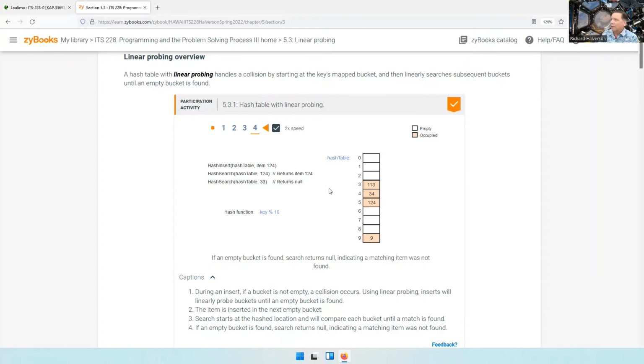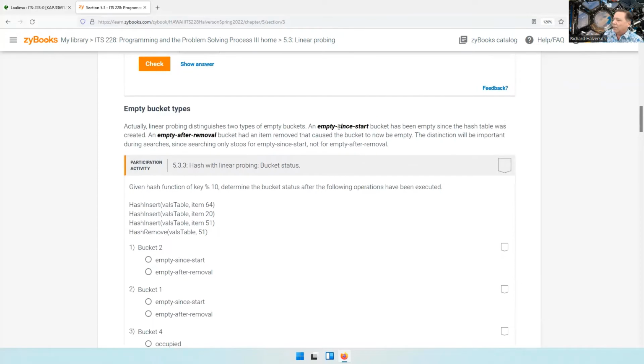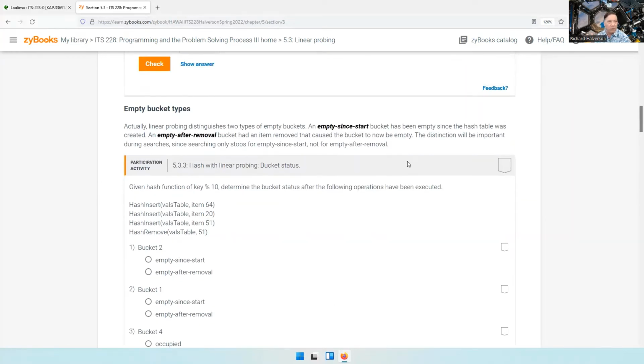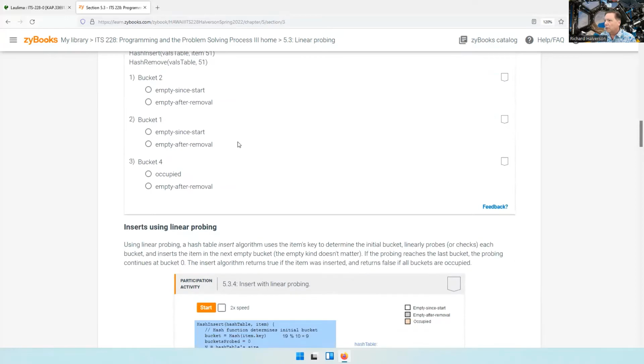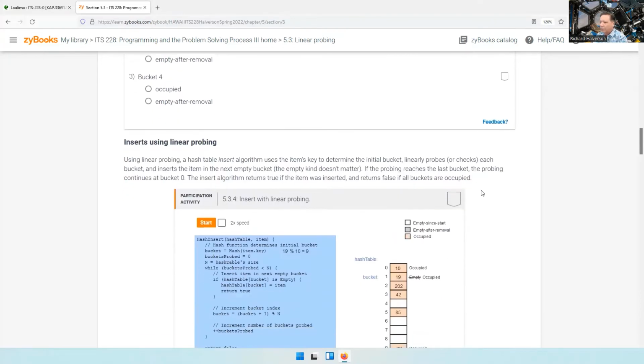They should have demonstrated this example before they talked about the case that a bucket can be empty from the start, or it can be empty because it's after a removal, and so you need to keep track of that. You need to be able to look at an empty bucket and know if it's been empty since the start, or if it's empty because there was something in there and then it was removed. All right, so go through this step by step to make sure you understand that concept.